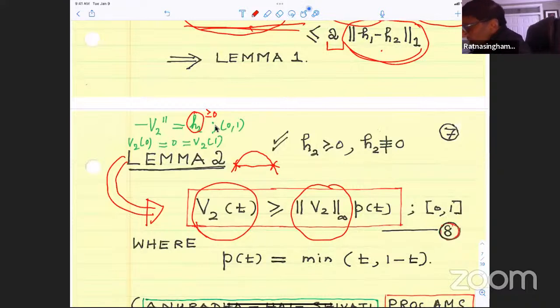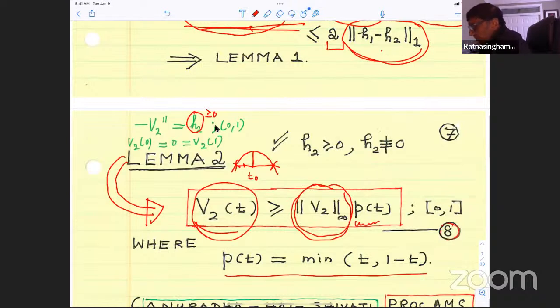But we can prove something more, that this V2 of t at any particular t has to be greater or equal to the sup norm of V2 times p of t. At sup norm, somewhere it must be some t0, I think it must achieve its maximum. That maximum times p of t, where p of t is the distance function to the boundary. P of t is the minimum between t and 1 minus t. This you can prove because the h2 function is greater or equal to 0. You can do that.